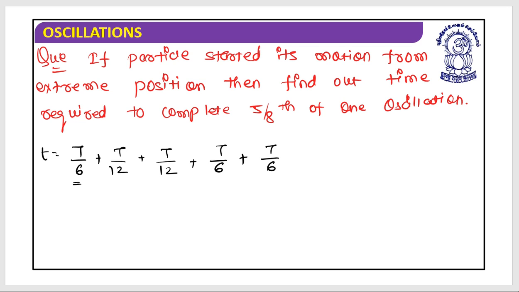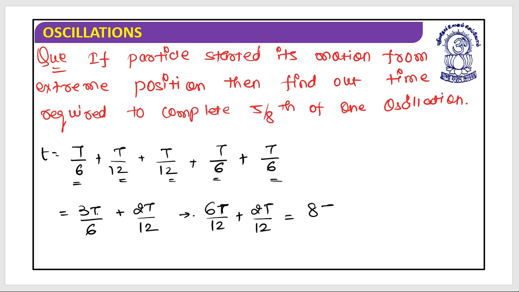So this first, second and third should be 3T by 6. This is T by 12, this is T by 12, which is equal to 2T by 12. So this is equal to 3T by 6, which is 6T by 12 plus 2T by 12, and this is equal to 8T by 12. This is equal to 4 into 2 divided by 4 into 3T. So this cancels, and this is equal to 2 by 3 of T. I hope this is clear.